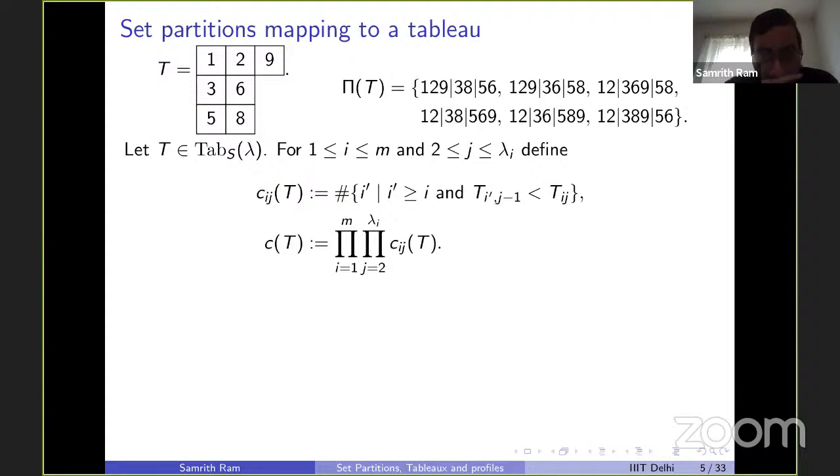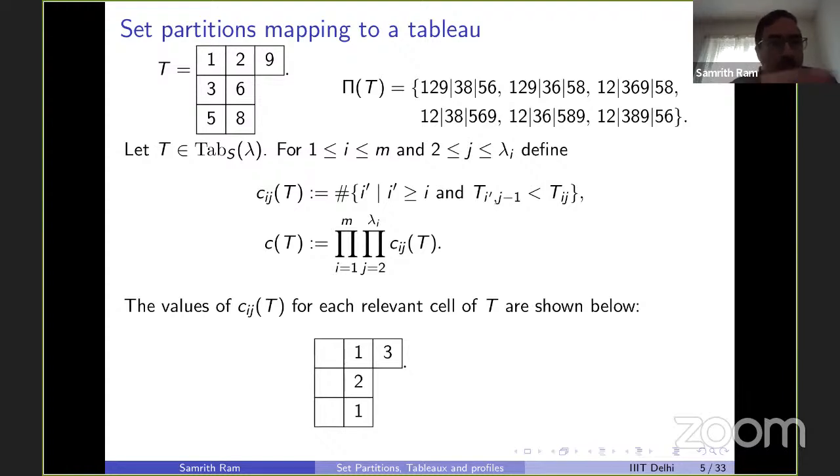I'll come to an example shortly. C^T is simply the product of all these C_ij's, as i and j vary over all the cells except the cells in the first column. For instance, for the example above, in the first column there are no C_ij's defined, but look at the very first entry in the second column, which is 2. The entries in the previous column that are less than 2 is simply 1. So C_12 is simply 1. Similarly, for the element 6, all 3 are less, but in rows lower than 6, only 3 and 5. So in the previous column, 3 and 5 are less than 6. That gives us a 2 corresponding to the entry 6. I hope that this is clear. Similarly, the rest of the entries are filled.